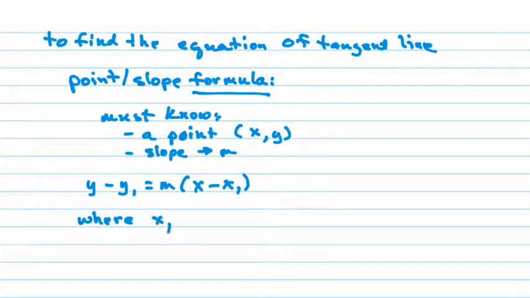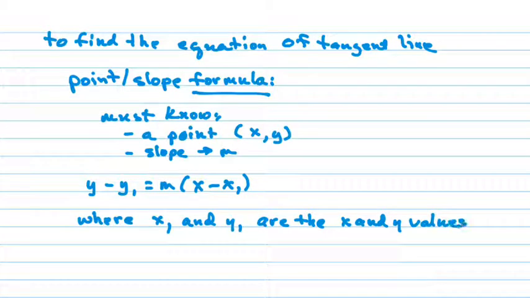where x sub 1 and y sub 1 are the x and y values from the point. Now, are you always going to have both of them? No. But if I know x, I can find what? Y, by simply using substitution. If I know y, I can find x. Does it make sense?